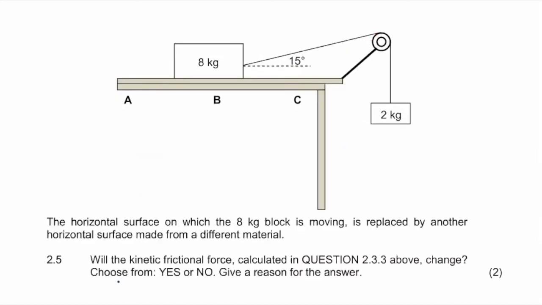Now, in this last question, 2.5, they tell us that the horizontal surface on which the block is moved is replaced. So they are taking that surface and replacing it with something of a different material. And now they ask, will the kinetic frictional force calculated above change? And the answer is definitely yes, because mu k depends on the surface.